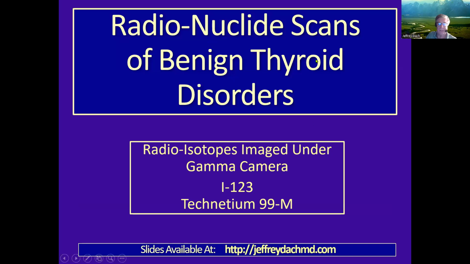Let's start off looking at some radionuclide scans of thyroid disorders. Part of my job in the hospital was to do thyroid imaging. Part of my job was also doing ultrasound guided biopsies of thyroid glands, thyroid nodules, and cysts. The radioisotope that we use is iodine 125 or technetium 99m. So nuclear imaging of the thyroid is imaging of the iodine molecule and the uptake within the thyroid gland.